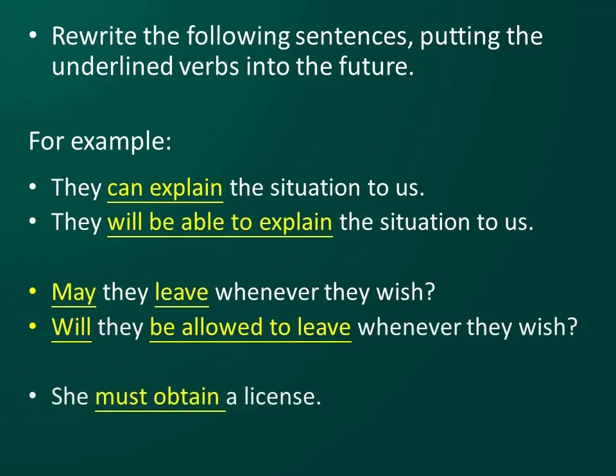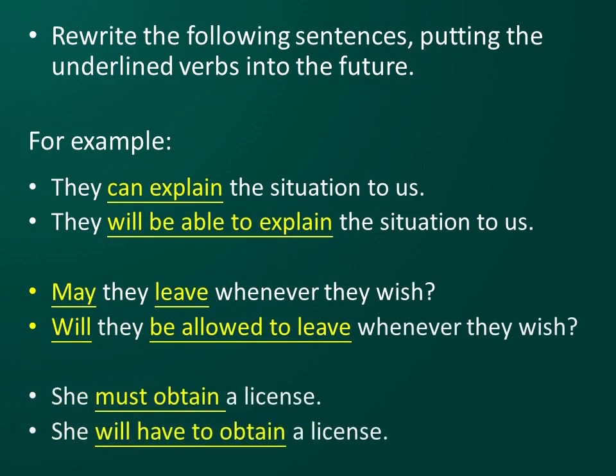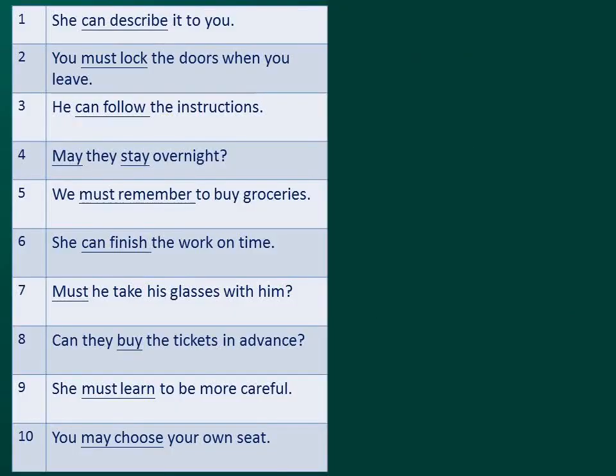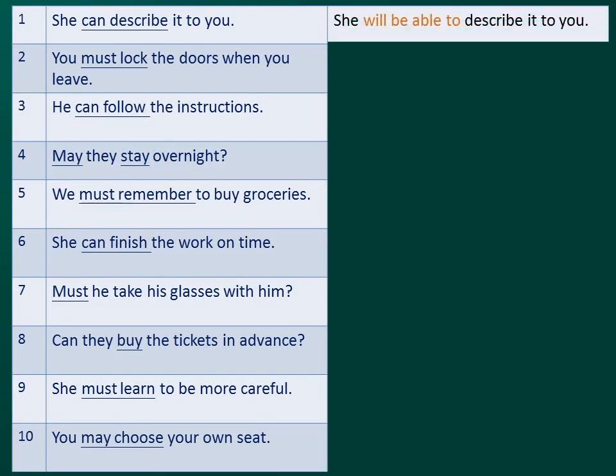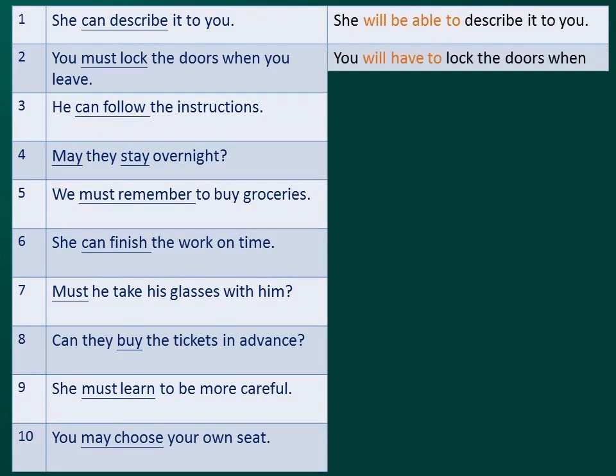She must obtain a license. She will have to obtain a license. She can describe it to you. She will be able to describe it to you. You must lock the doors when you leave. You will have to lock the doors when you leave.